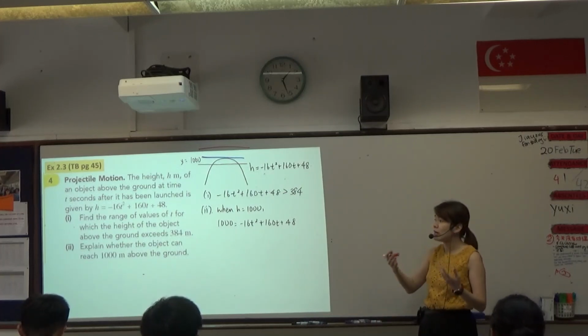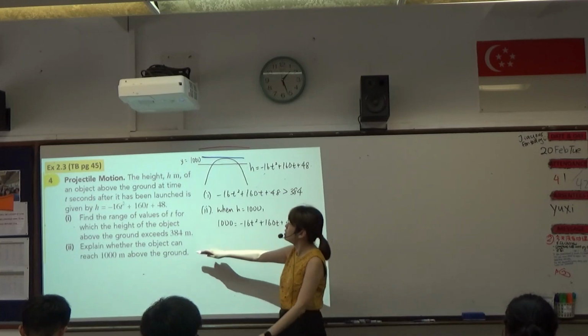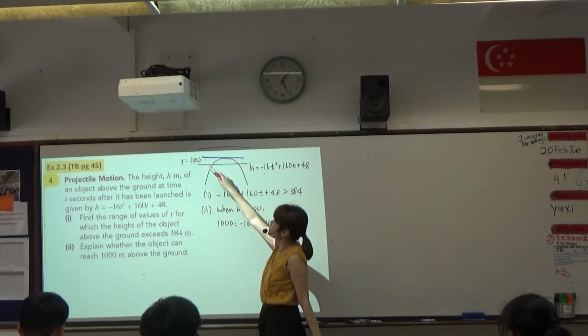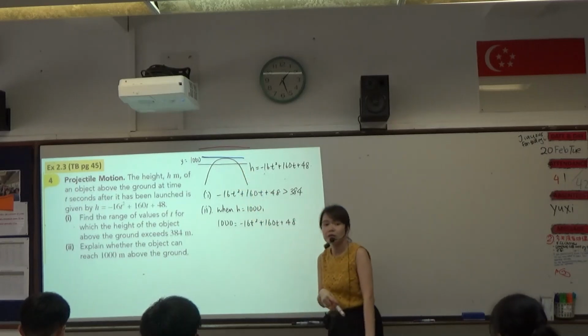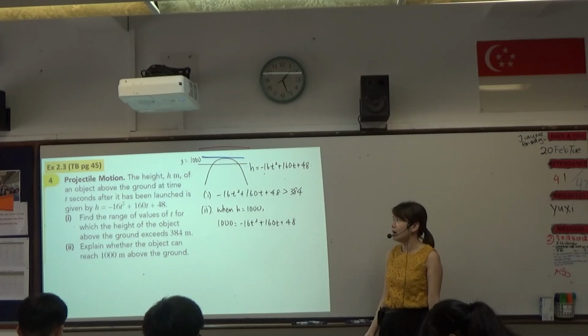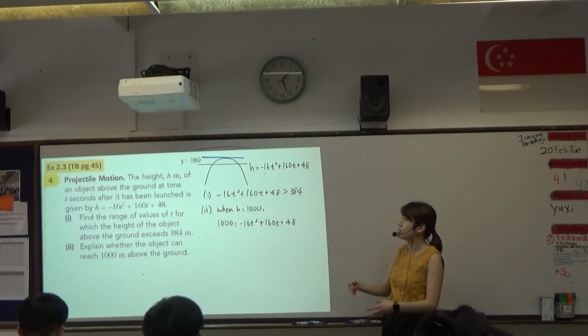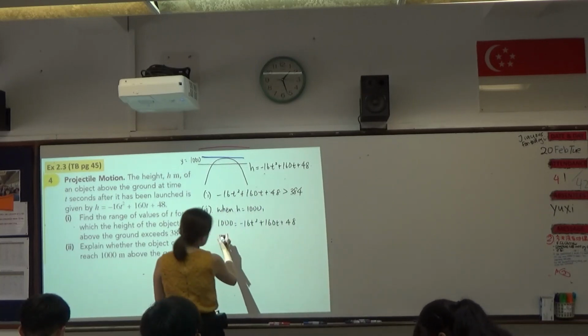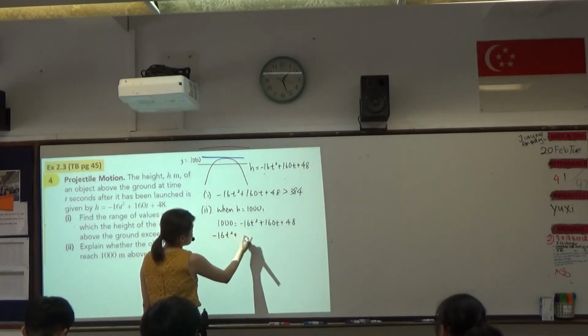So what we're trying to investigate in part 2 is whether there's any intersection between the line y equals 1,000 and the curve. We don't need to determine what the solutions are, we just need to determine whether there are any solutions. So we can just simply look at the discriminant.